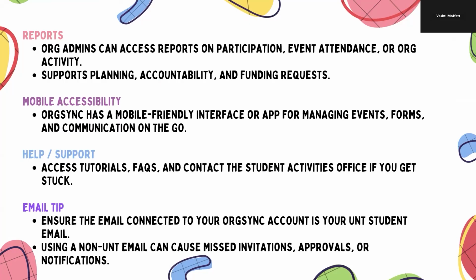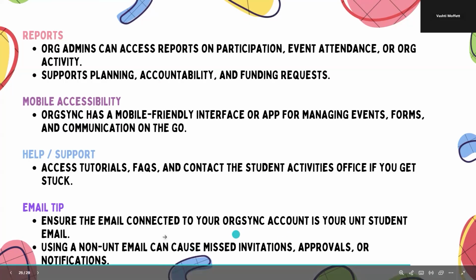For an email tip, this is very, very important, and we've been finding that some students are having issues receiving emails from Student Activities or receiving emails from OrgSync. So to ensure that you receive those emails, please ensure that the email connected to your OrgSync account is your UNT student email. Using a non-UNT email can cause missed invitations, approvals, or notifications.